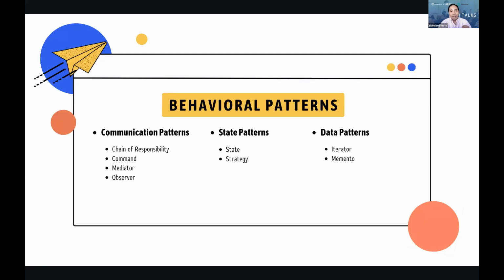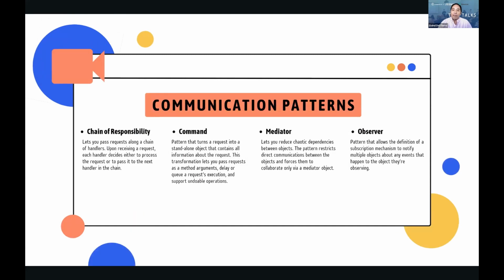Finally, we have behavioral patterns. These can be broken up into communication patterns, state patterns, and data patterns. Communication patterns are concerned with how objects communicate and interact with each other. They are composed of the chain of responsibility pattern, which lets you pass requests along a chain of handlers. When a handler receives a request, each handler decides either to process the request or pass it to the next handler in the chain.